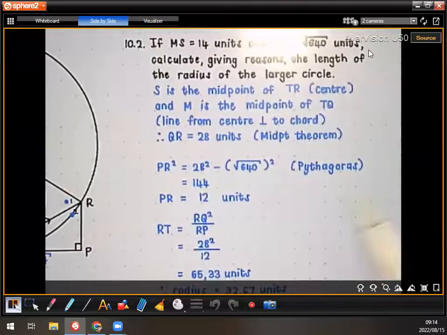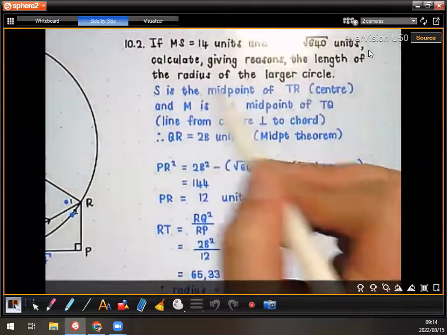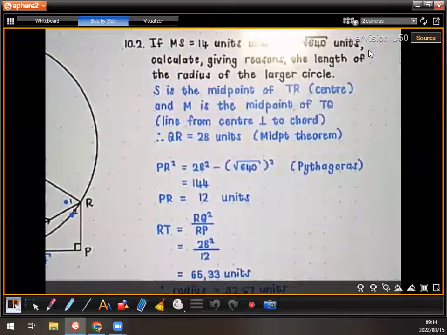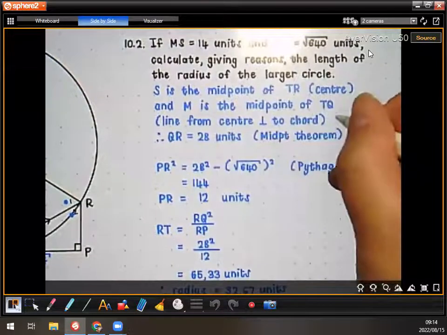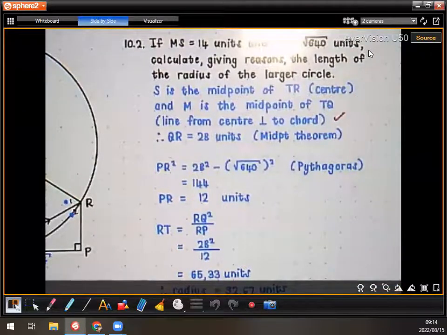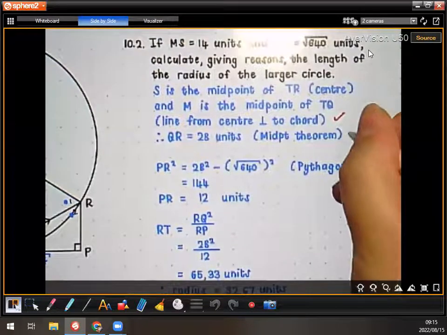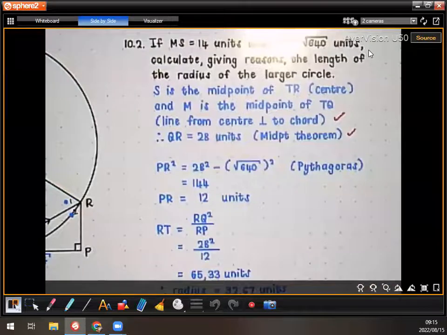Okay, and I suppose this line wasn't really necessary. I just wrote it so that you can follow nicely step by step what I was doing. But guys, you definitely will get a mark for writing M as the midpoint of TQ, from center perpendicular to chord, or some other statement that comes down to M being the midpoint. So if you wrote TM is equal to MQ, that is fine. Therefore, QR is 28 units, midpoint theorem.